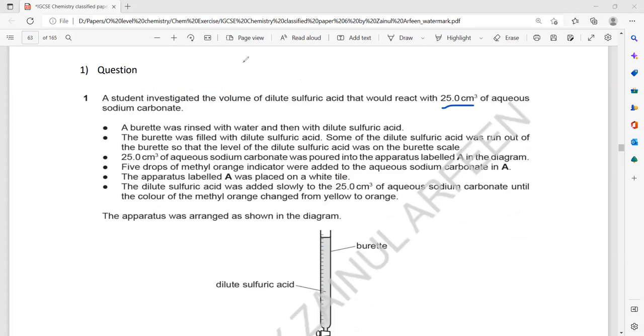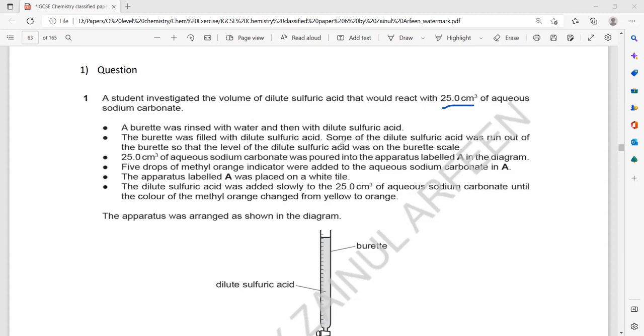To remove any substances which might be there from the previous experiment. And then why do we rinse with sulfuric acid? To remove the water. First we rinse with water to remove any trace of impurities, maybe it was used for another experiment. So we wash away those impurities. But still, when we wash with water, there will be some water left. So to remove the water, we wash with sulfuric acid.